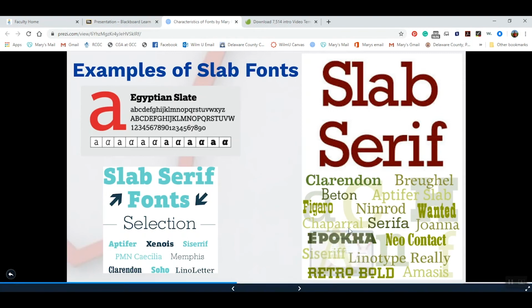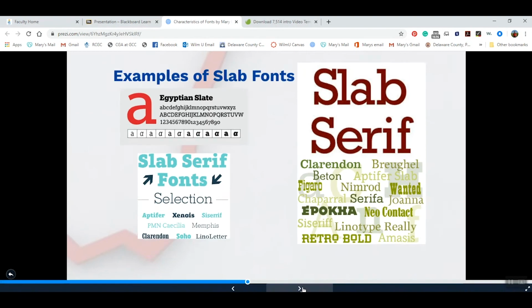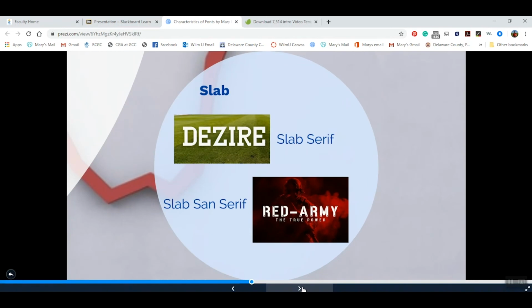So when you're looking at a font, you first are going to identify whether it's a serif or a sans serif, and then you're going to decide, is it thick enough to warrant the slab designation? So here's some. This is a slab serif. This is a slab sans serif.